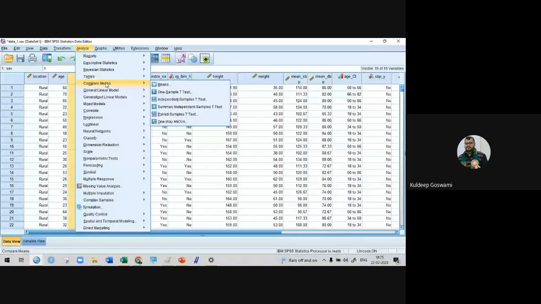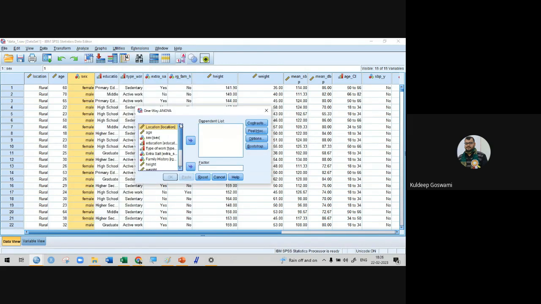So the next and last one is ANOVA. I already told you when we can use ANOVA: whenever we have more than 2 samples. For 1 or 2 samples, we go with the t-test, but whenever we have more than 2 samples, we have to go with ANOVA, or say F-test. Go to Analyze, then Compare Means, then One-Way ANOVA. Click on that.